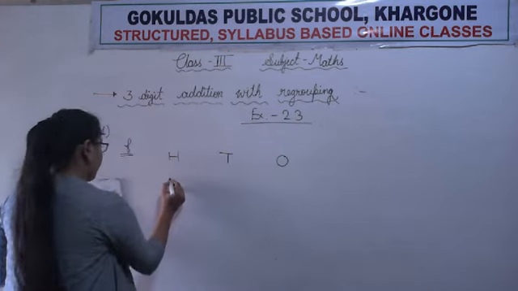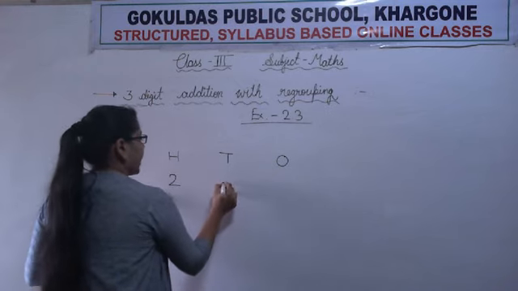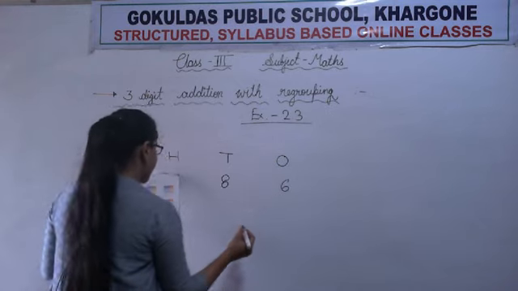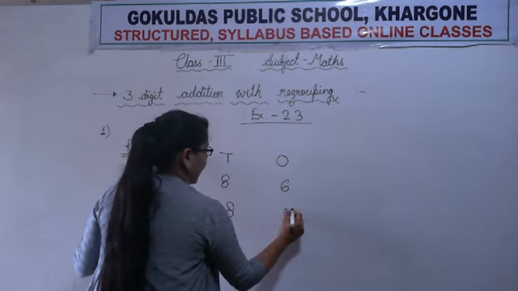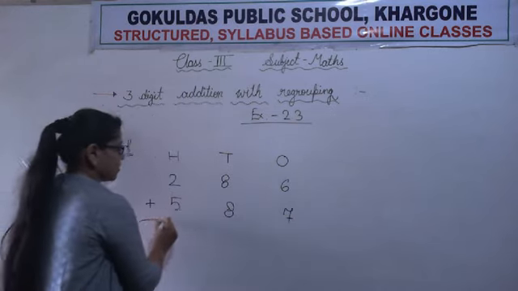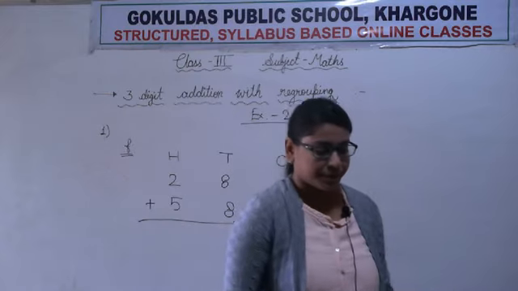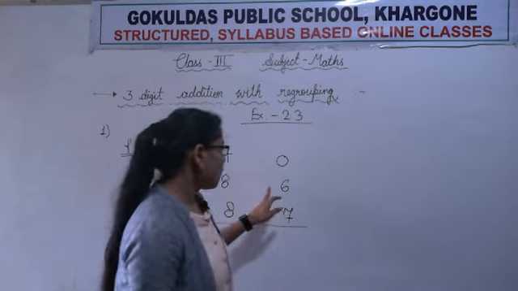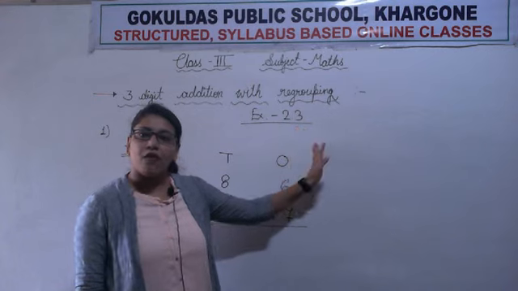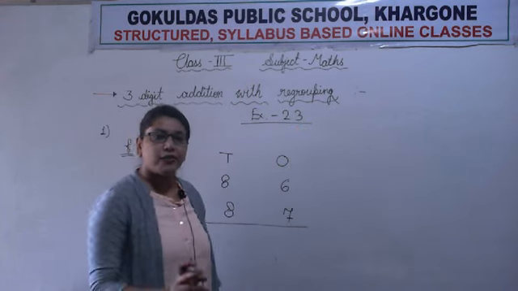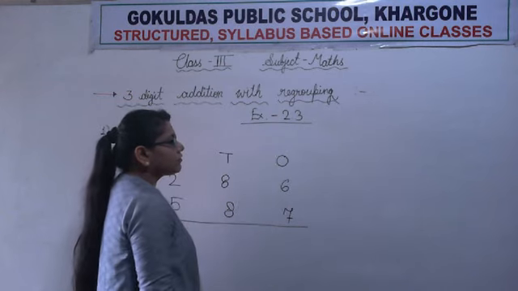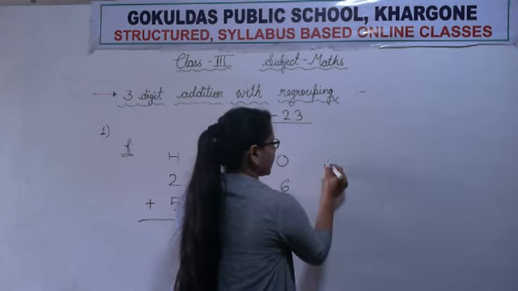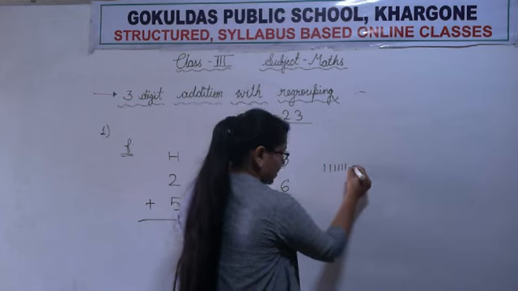So the first addend is 286. The second addend is 582. First, we will start from ones. We always start from the rightmost position. Our rightmost position is ones. So, number 6 is there. We will draw 6 sticks for it.